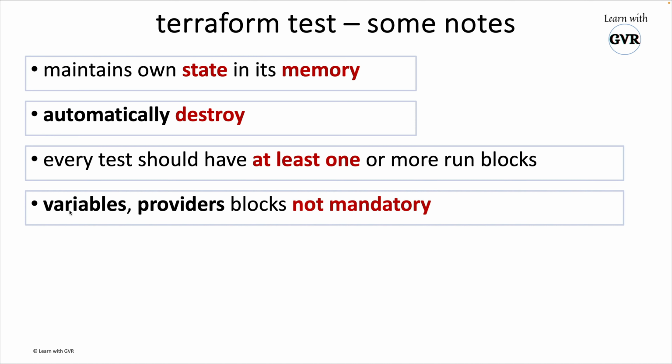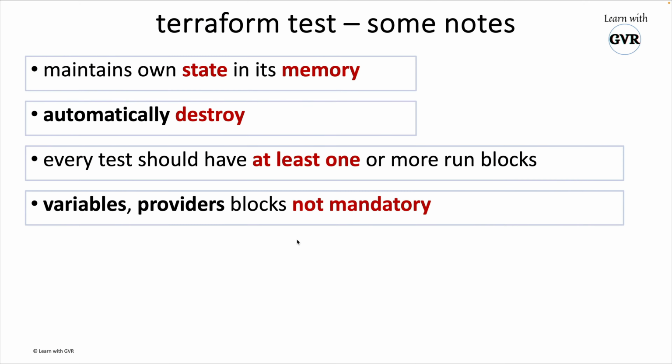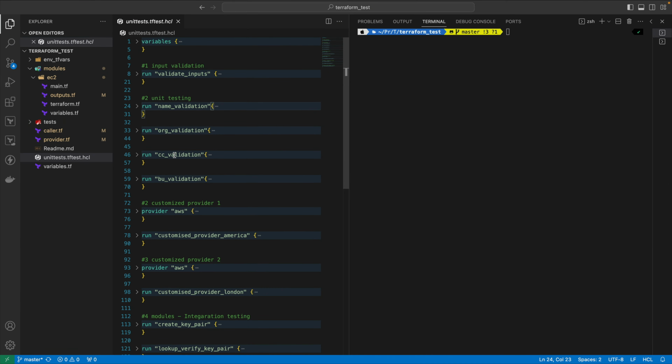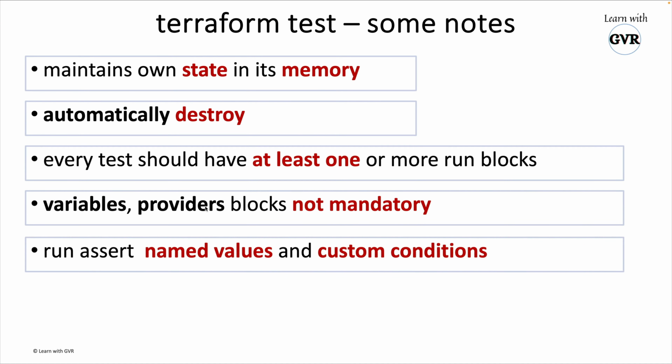Then the other one is that variable and provider blocks are not mandatory, you can optionally set them based on your requirement. Let's say in this particular use case I want to override some variable, and in this test case I wanted to pass different tfvars. Those things you can take care of with this. If the use case doesn't demand it, don't use it, right?